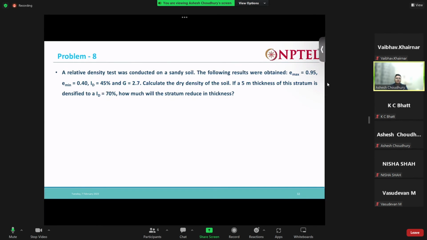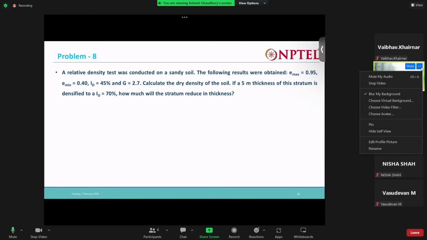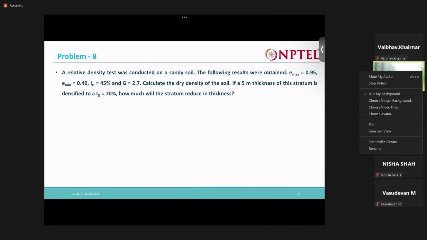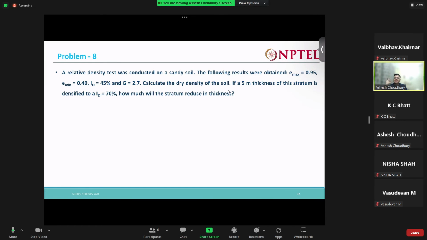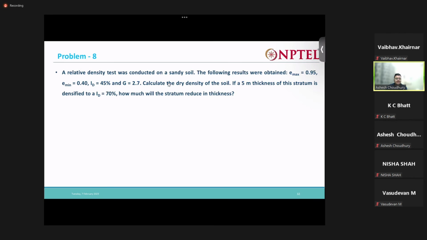So what are the results? The maximum void ratio, e max, was found out as 0.95. The minimum void ratio, which means at the densest state, was found out as 0.4, and the relative density was found out as 45%. Also it is given to us that the specific gravity is 2.7. We need to calculate the dry density of the soil, gamma d. This is the first part.